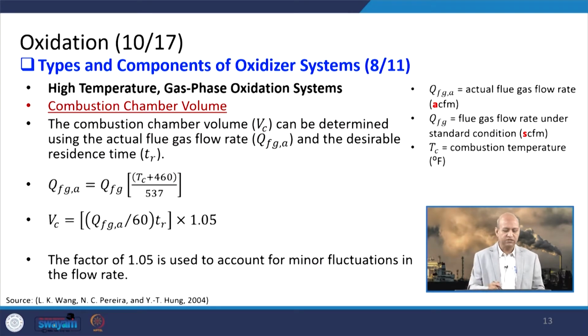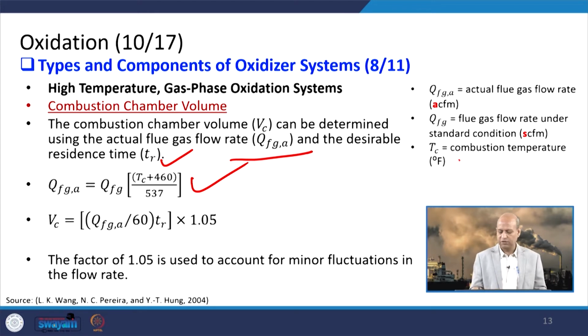Okay. So, combustion chamber volume we need to know before designing the combustion chamber. So, how to know the volume? Okay. So, the combustion chamber volume can be determined using the actual flue gas flow rate and the desirable residence time. Okay. So, residence time TR, and this is the actual flue gas flow rate. Okay. So, this is the empirical relationship which is used.